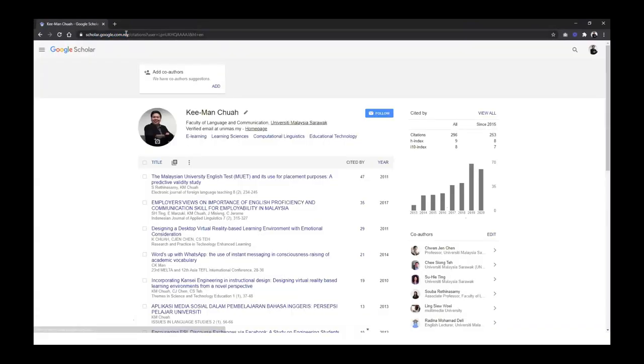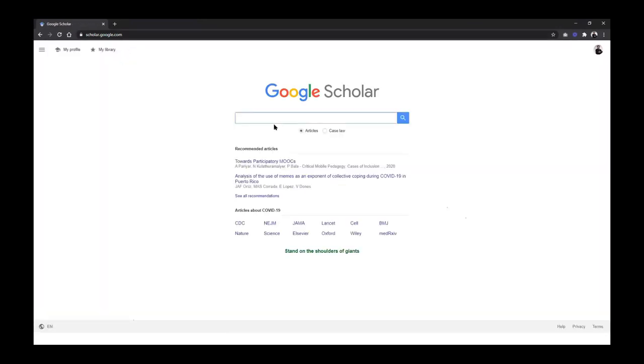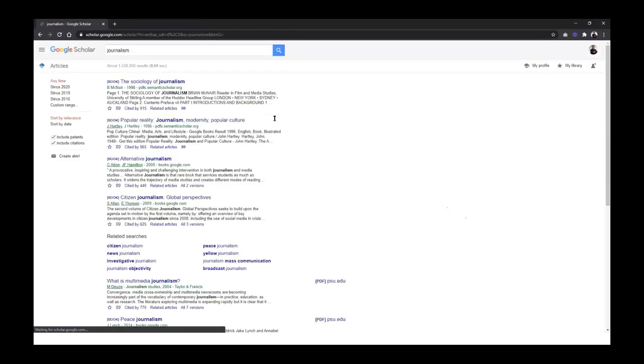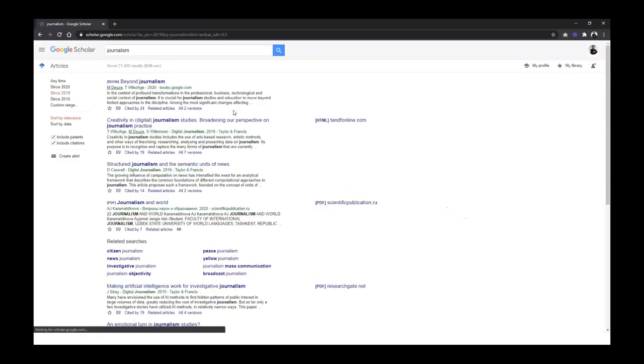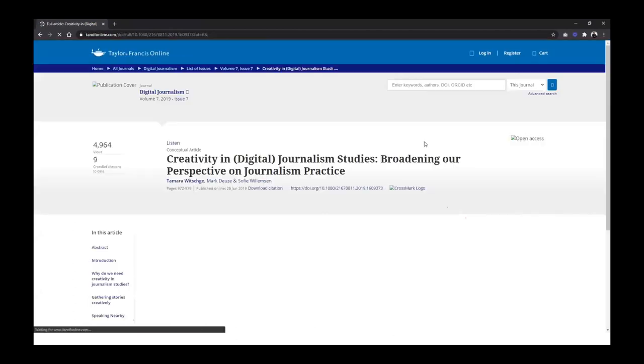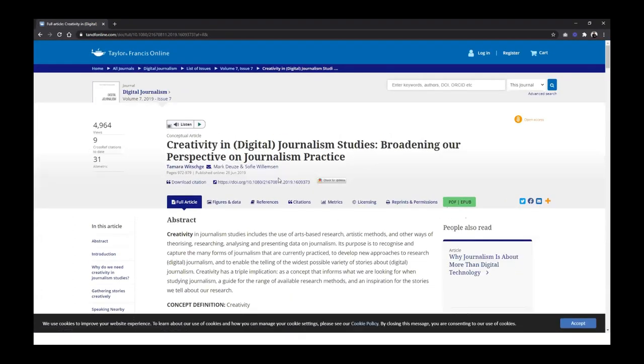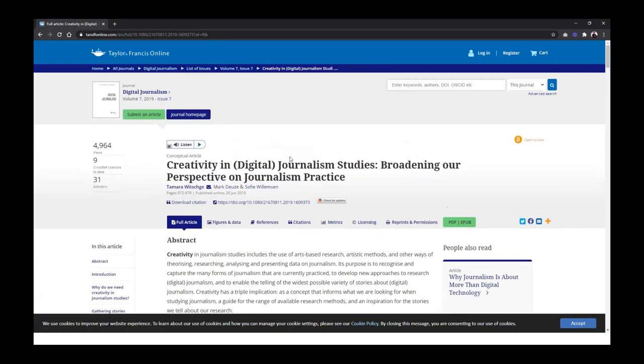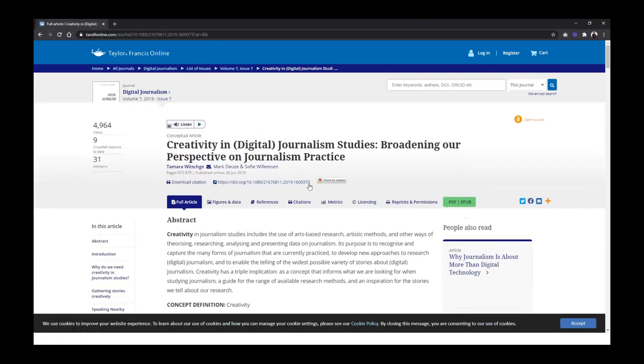Oops, sorry. Journal. Maybe get some recent one. Okay, if you go to any good journal, like this one is considered as good because it's under Taylor and Francis Online, all right? There's a DOI here, right? Okay, so you just copy until doi.org only. You don't need the HTTPS, right? But according to APA, if you put the HTTPS, it's also fine. But normally, we will just put the doi.org onwards, okay?